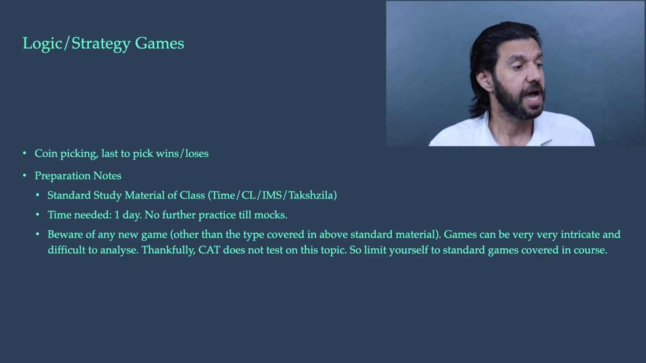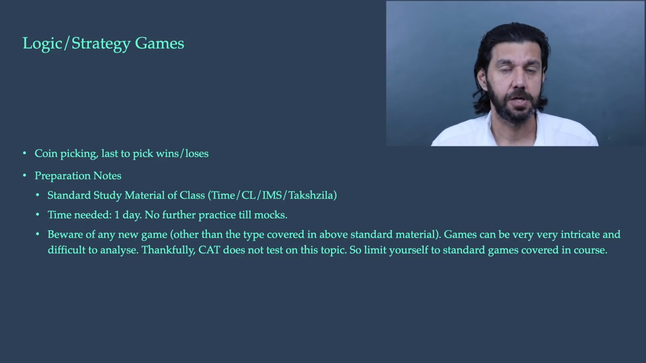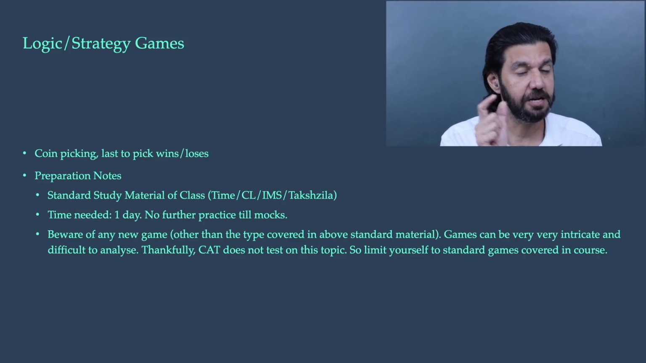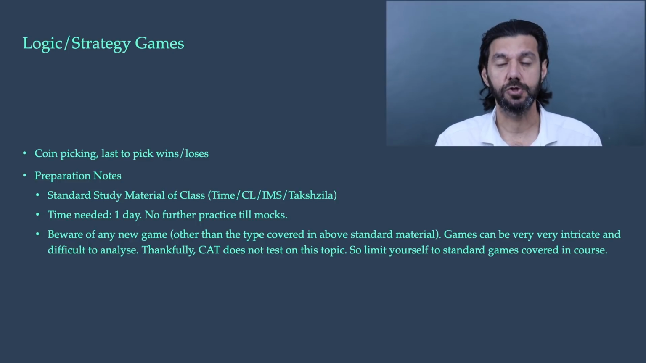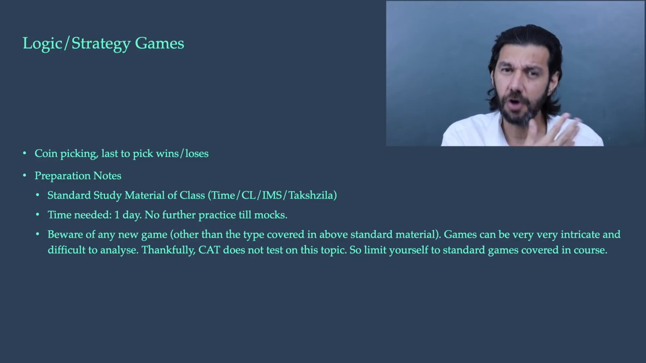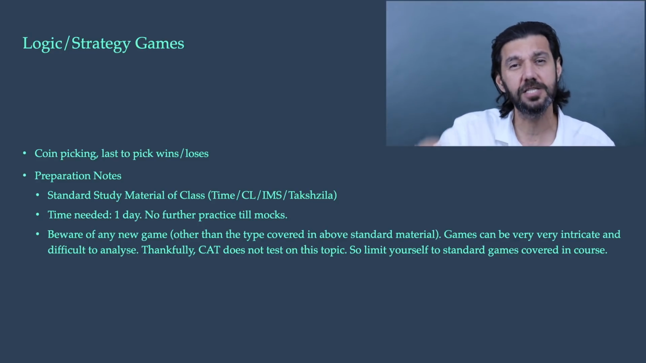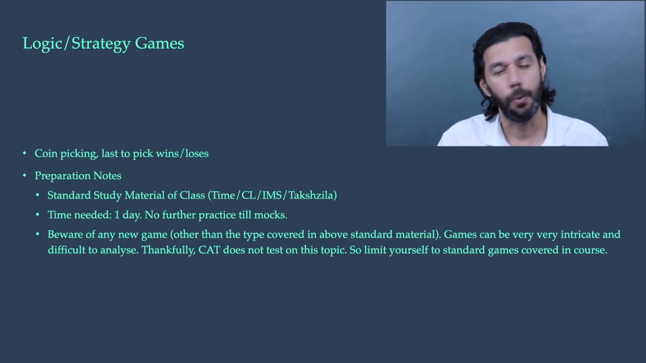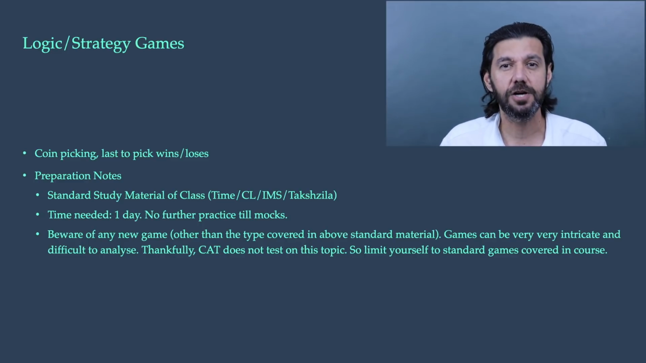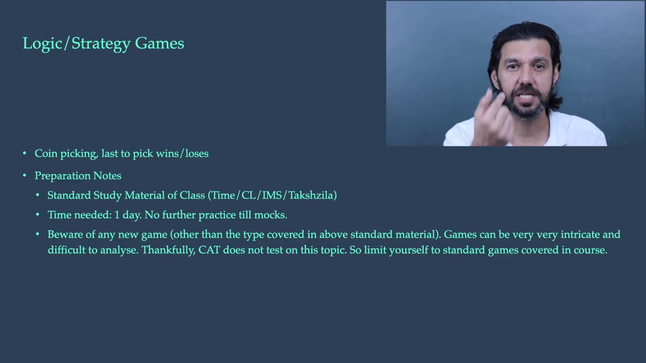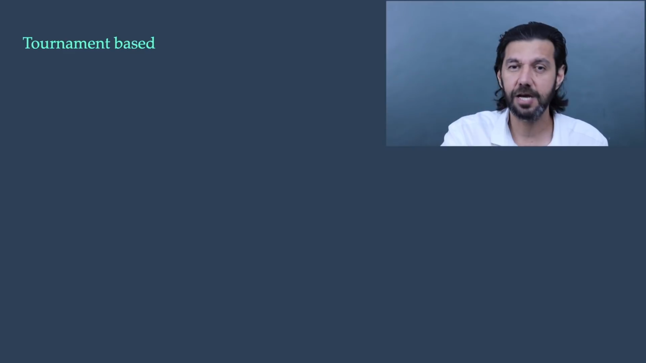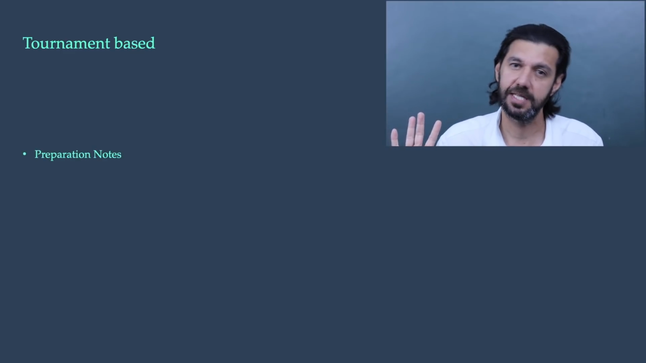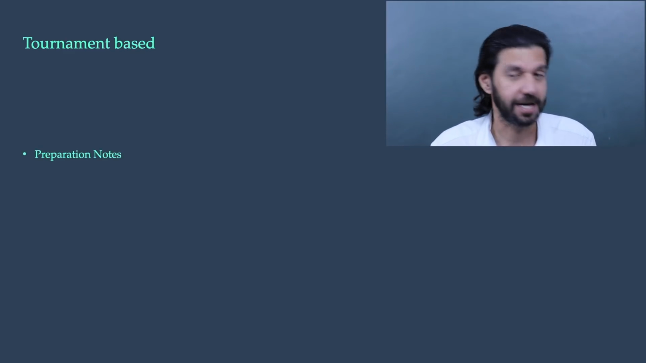Remember, games can be of a lot of types, and they can be very, very difficult to analyze. Thankfully, CAT hasn't asked them. While the variety can be large, what has been asked, or in fact not asked, if you remember that grid, it is right at the x-axis. Very, very less, and you'll not even get a lot of study material here. So maybe you'll just get 5-6 sets on picking coins, and you should live with those sets. That's your preparation for that.